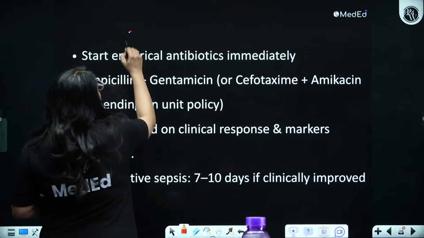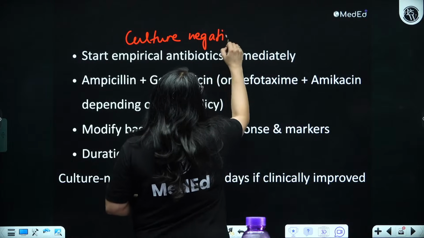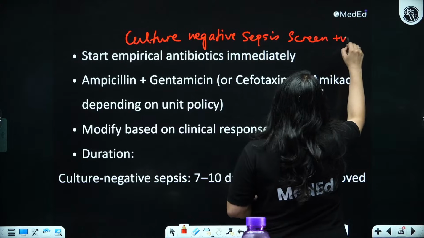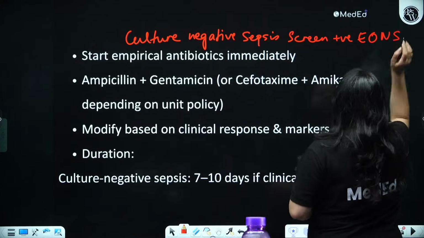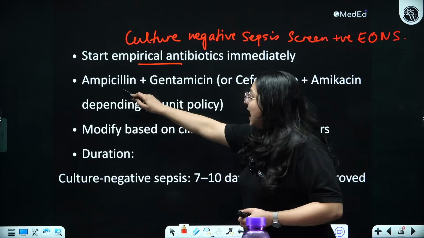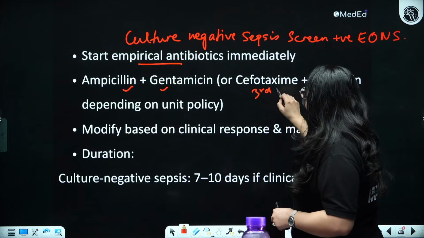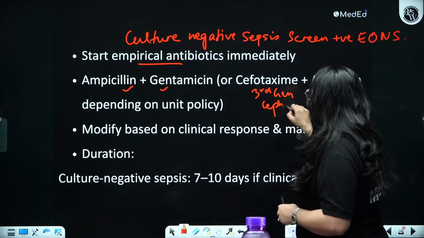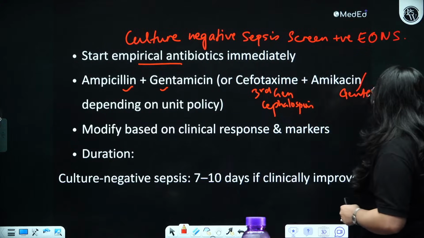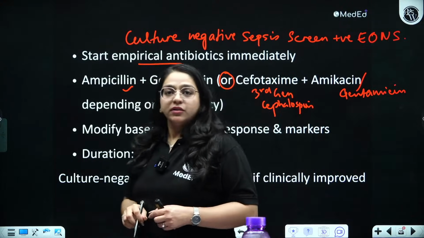So here, what am I dealing with then? I am dealing with a culture negative, sepsis screen positive, early onset neonatal sepsis. This is what I am dealing with over here. So of course I have to start empirical antibiotics. What were the antibiotics? Ampicillin and gentamicin. Or alternatively, you can use any third generation cephalosporin plus amikacin or gentamicin, depending upon your hospital policy. Preferred is ampicillin and gentamicin, right?